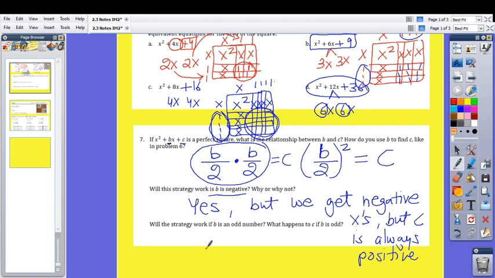Okay. Now this one, will it work for odd numbers? Yes. It's just that we can always divide the odd numbers in halves. It's just that we get the answer as a fraction. Okay. And that's the lesson.